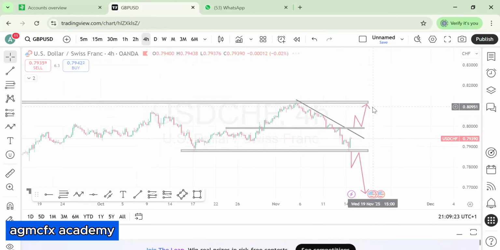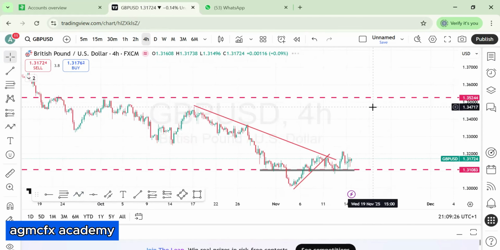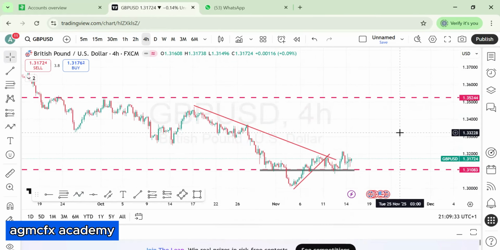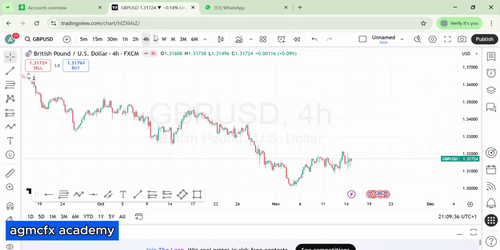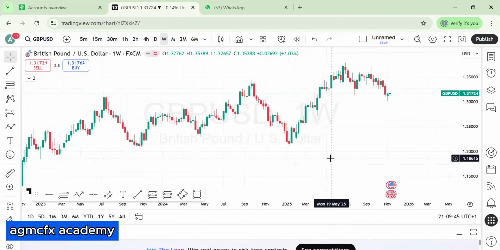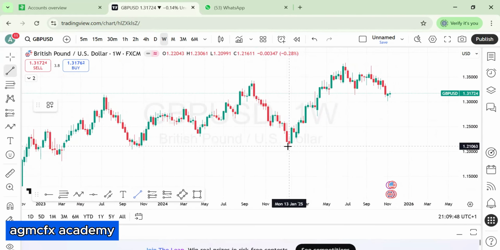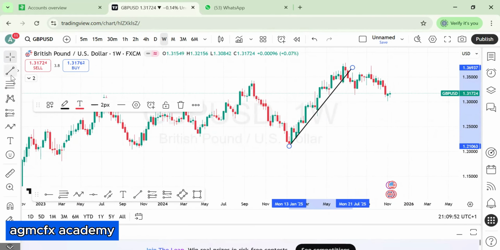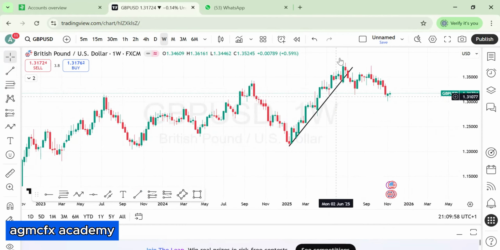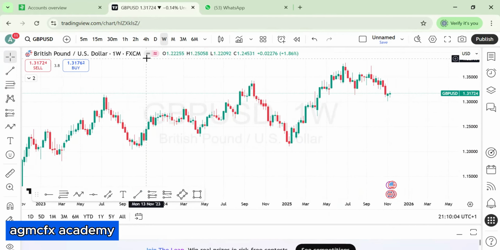So let's go to the next topic. Let's go to the next chart. This is GBP/USD. Let's go to weekly and see what the market is giving us on weekly. This is the weekly time frame. And what do we have at the weekly time frame? So you can see an uptrend. Then you can see the market is forming a downtrend again. But can we say that this is the end of the downtrend? Let's see what the market is going to give us on the daily time frame.